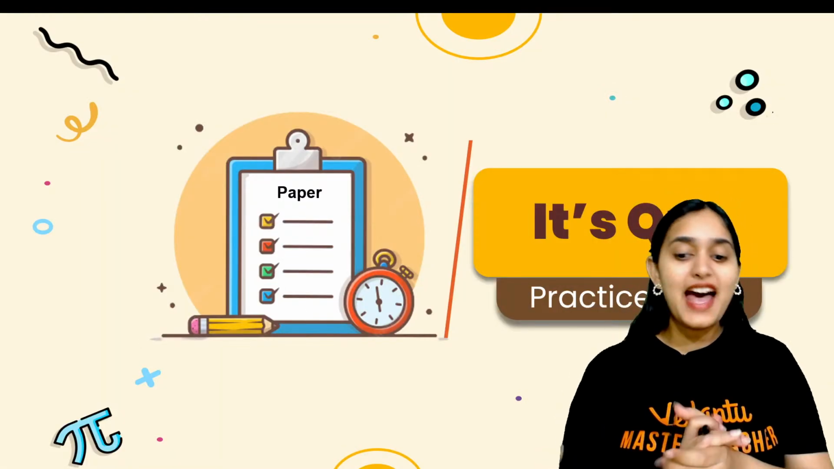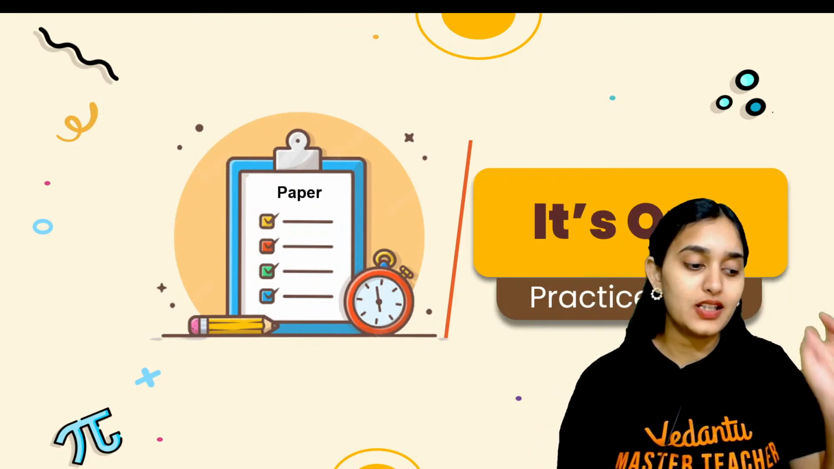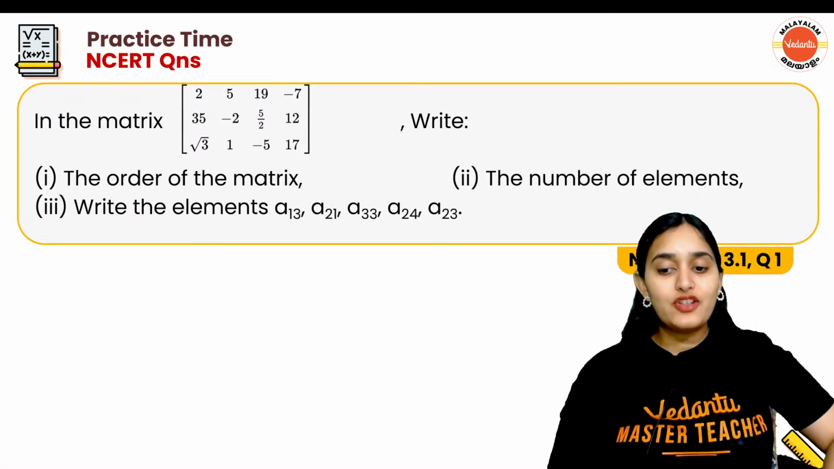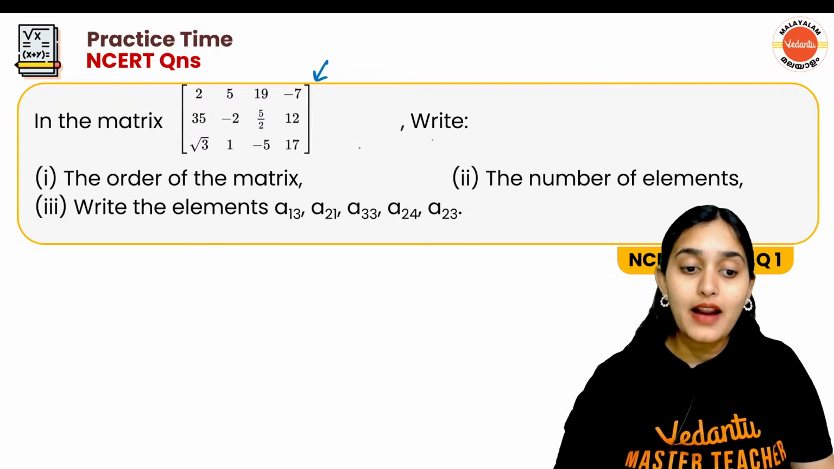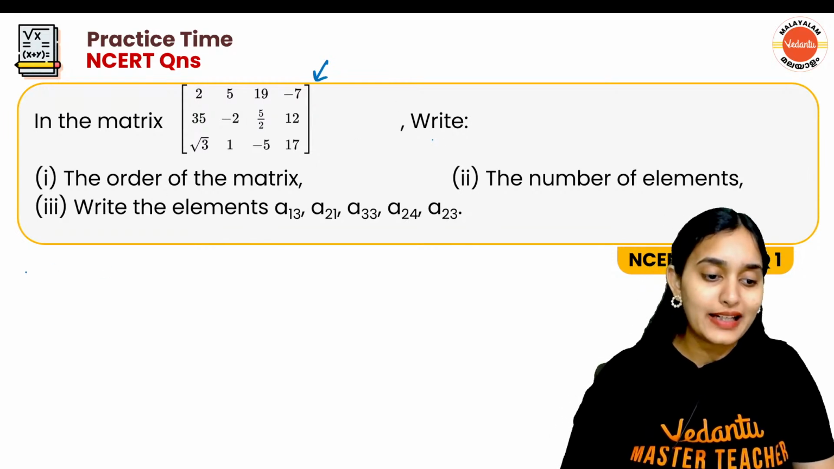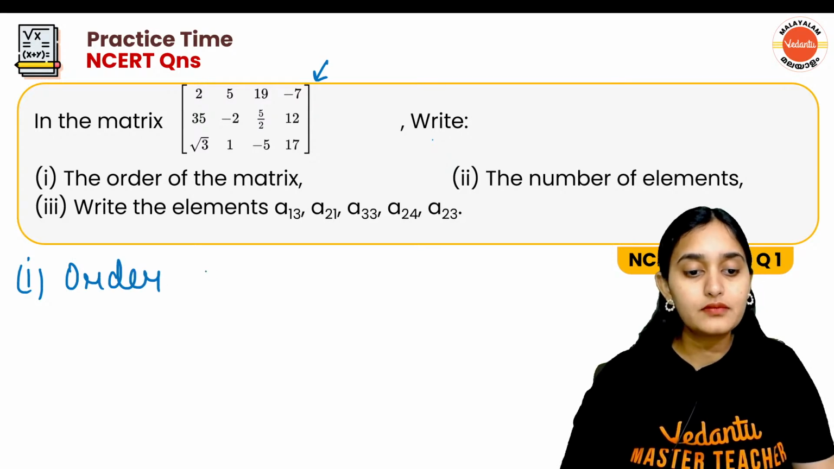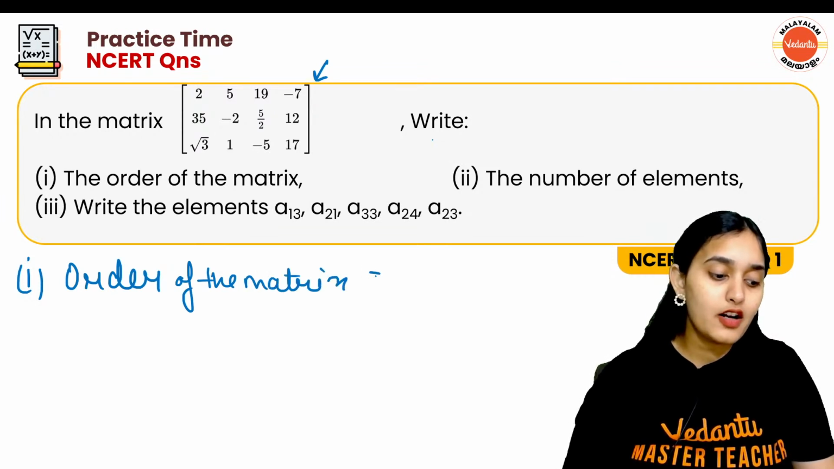Okay. Now let's practice lots of questions of different types to have a perfect understanding. Question number 1 is from your NCERT. In this matrix, write down the order of the matrix. Quickly tell me who will tell me the order of the matrix. Come on.